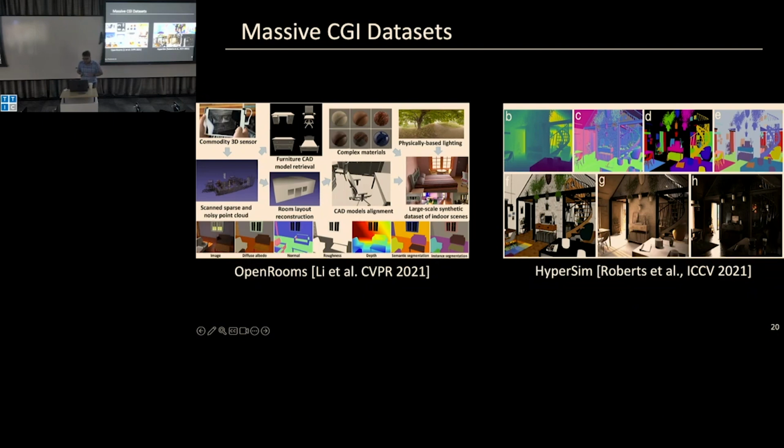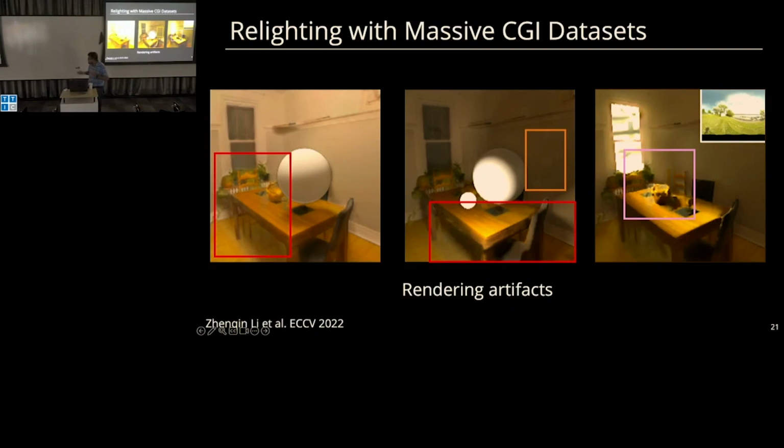But the problem with this massive CGI dataset is that there is always going to be a domain gap, and it's very hard for models to generalize to real scenes. Here is a fantastic thesis work from Zhengqin Li from UCSD, where you see some of the rendered images from the dataset. What you see is there are rendering artifacts. In the red boxes, you see that there are missing pieces or ghosting artifacts. In the purple box, you see that there are missing surface details on the table. And not sure it's visible on the projector screen, but in the orange box, you see that there are patchy artifacts on the wall.